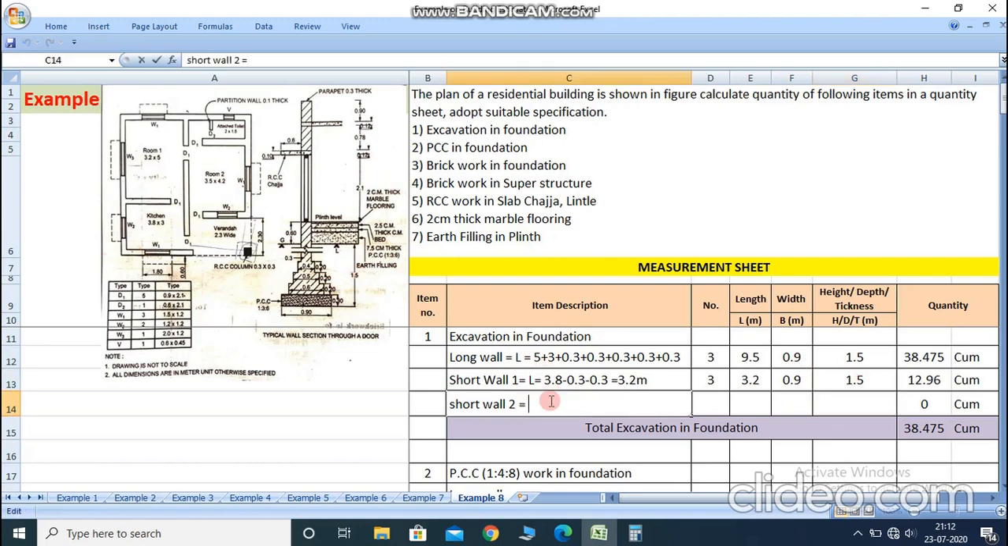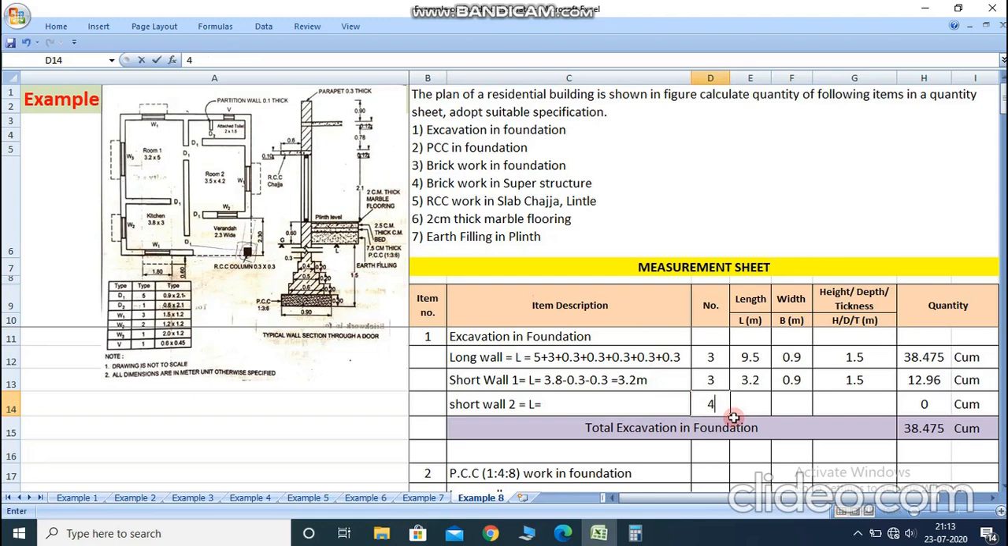Now we take short wall 2. The short wall 2 length is equal to, so here total for short wall 1, 2, 3, and here in the veranda part foundation excavation is required. So here total 4.